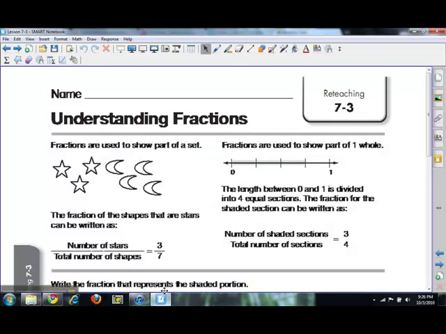This lesson is on understanding fractions. Fractions can be used in a number of different ways. One way is fractions can be used to show part of a set.